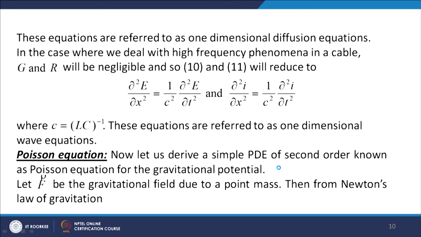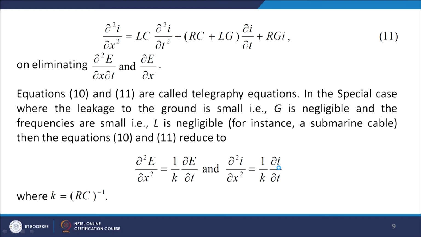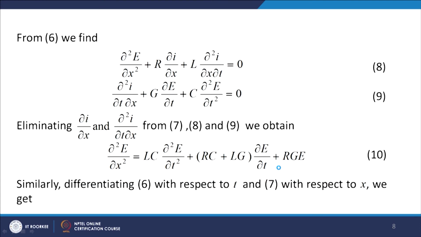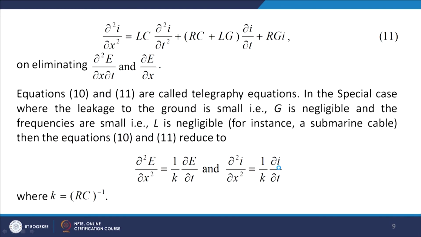Now, in the case where we deal with high frequency phenomena, for example, in the case of a radio cable, G and R will be negligible, and so taking G and R to be 0 in these equations. If you take G equal to 0, R equal to 0, this term will vanish, this term will vanish, and we will get Exx equal to LC into Ett. And in here, with G and R equal to 0, again this term vanishes, this term vanishes, and we will get Ixx equal to LC into Itt.